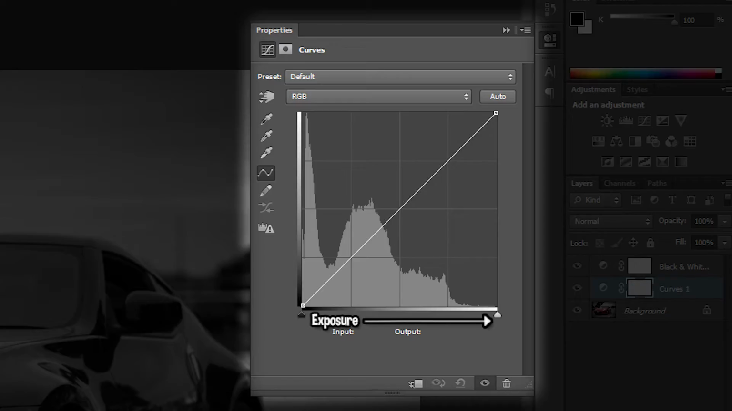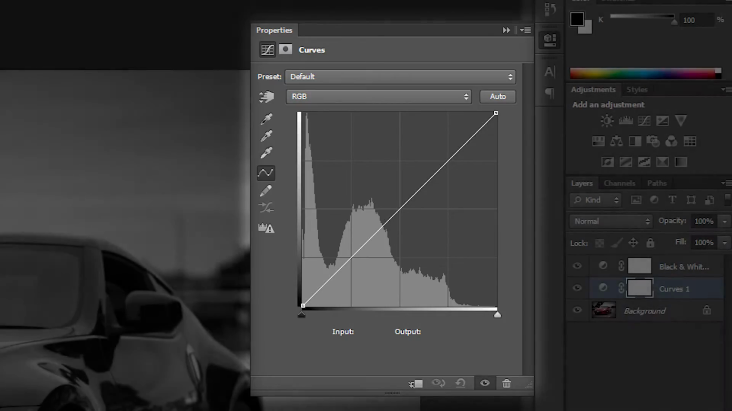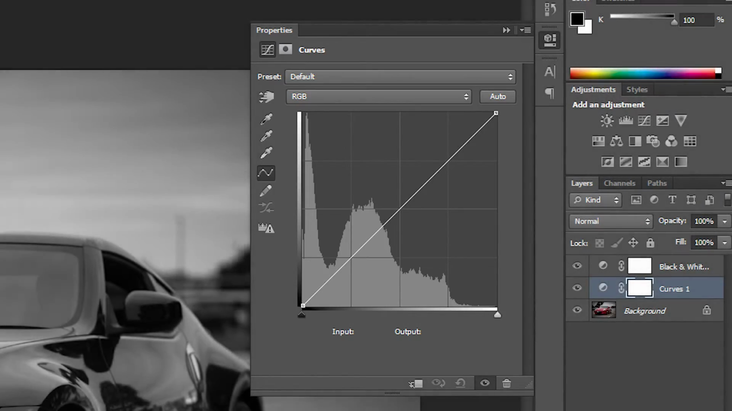We have exposure on the x-axis and the number of pixels on the y-axis. Seeing the image exposure this way can help you get a better understanding of what's going on, whether it's under or overexposed. Overlaid on top of this is the interactive part of the tool. We have two axes, the input on the x-axis and the output on the y-axis. Then we have our tone curve, which by default is a straight line or linear curve.